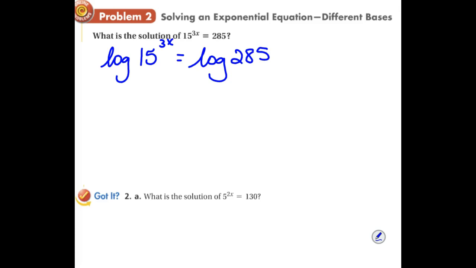Now, yesterday when we talked about those properties, the last couple days, the properties for expanding and condensing, what did we say we did with powers in a log statement? We can move them out front and then they become multiplied to the other piece, yes? So I'm going to take this power, I'm going to move it out front. So I have 3x times the log of 15 equals the log of 285.